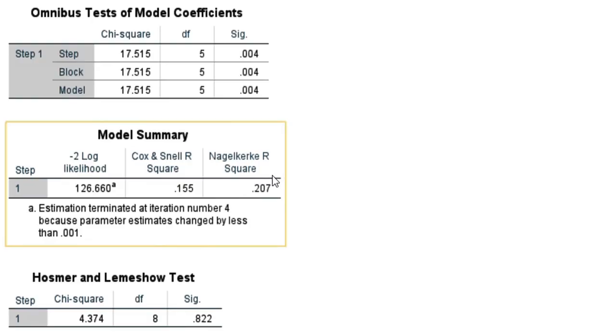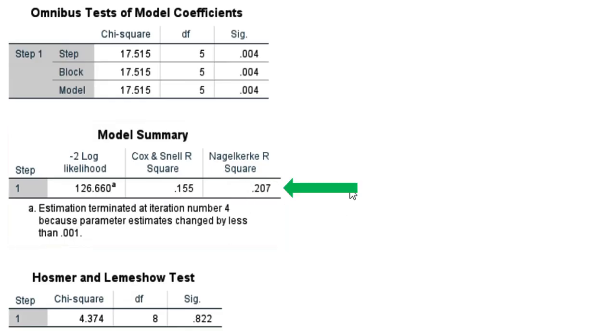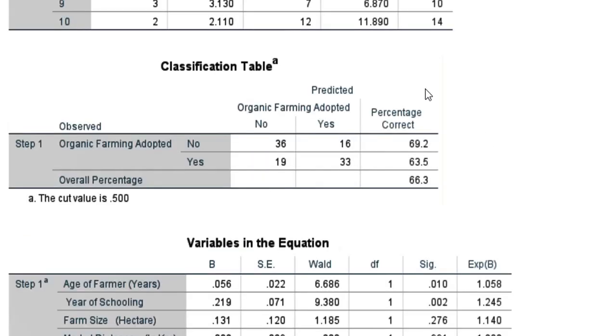Now the model summary. This is the model summary. Like R square, binary logistic provides two R square values, Cox and Snell R square and Nagelkerke R square. The model summary indicates that about 20.7% variation in adoption of organic farming or not in this example is affected by the independent variables taken into the study.